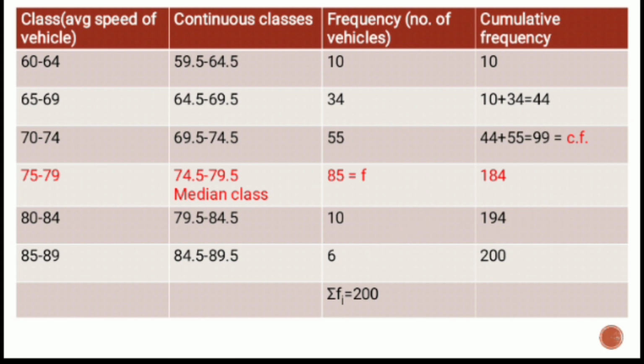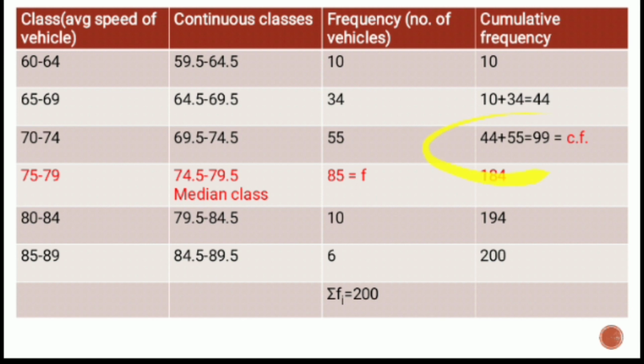Okay guys, this 10 comes from this frequency. You have to write down the first frequency as the same. Then by seeing this, your summation fi and your cumulative frequency are the same. So 200, 200, both are the same. That's why your frequency and your cumulative frequency are right.